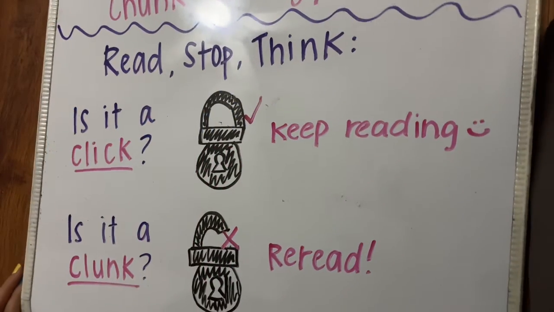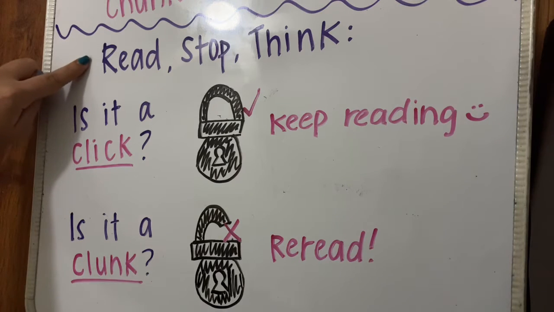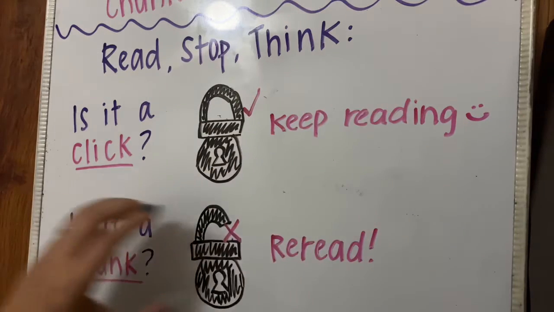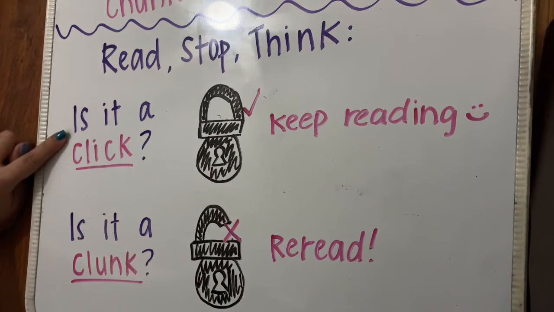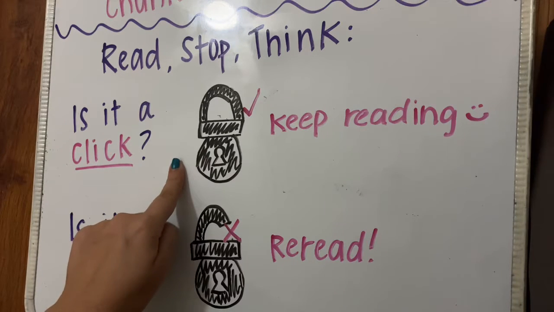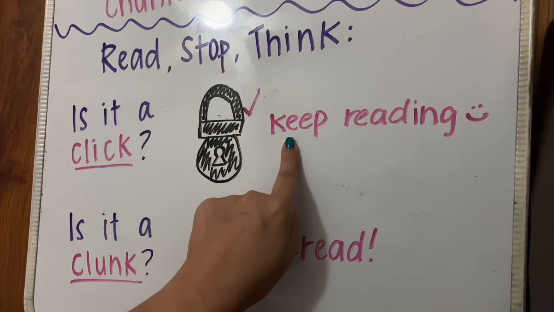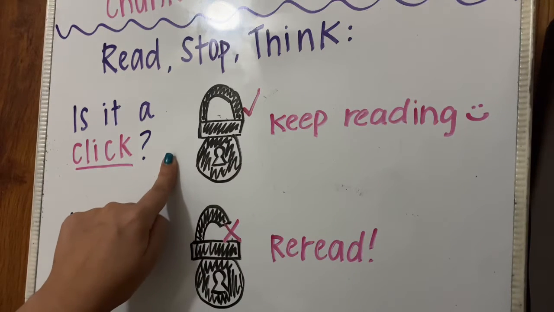Okay, boys and girls, here is our anchor chart for today. So the title of our anchor chart says Read, Stop, and Think. And then we have this top portion here, and then we have the bottom portion down here. So the top says, is it a click? So what does that mean? Well, think of it as a lock. Does it click? Does it make sense? If it makes sense as you're reading it, then you can keep reading it. If you're reading it and you're understanding what's going on in the story, you understand the characters, how they're feeling, or what the author's trying to teach you, then you're doing the right thing.